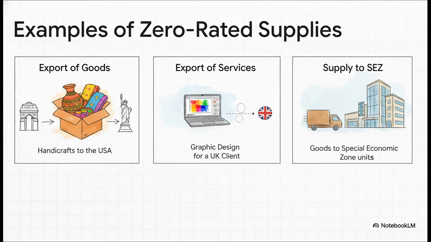So what exactly counts as a zero-rated supply? Well, it's pretty straightforward. It covers three main things. First, the obvious one, exporting goods, sending handicrafts to a buyer in the USA. Second, exporting services. Maybe you're a graphic designer doing work for a client in the UK. And third, if you're supplying anything, goods or services, to a unit in a special economic zone or an SEZ. All three of these fall under the LUT umbrella.